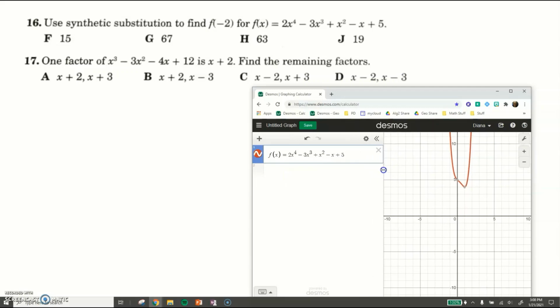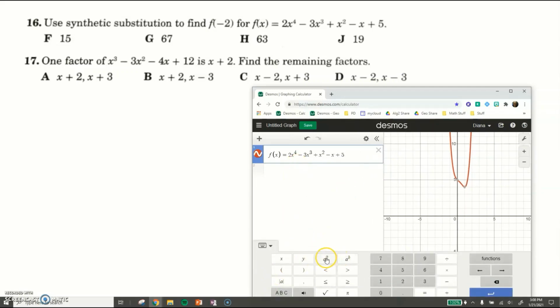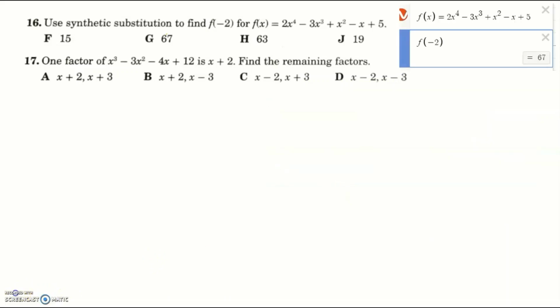Now remember that you can just do those exponents if you click this little keyboard at the bottom. This is your squared, and then this is the button that you would press to get higher exponents. And if you ever need to move around, use the left and right arrows to get in an exponent, out of an exponent, whatever it might be. And then we can see from our graph what f of -2 is, but we can also really nicely just type in f of -2, and we get 67 as our answer. So our answer for number 16 would be G, 67.